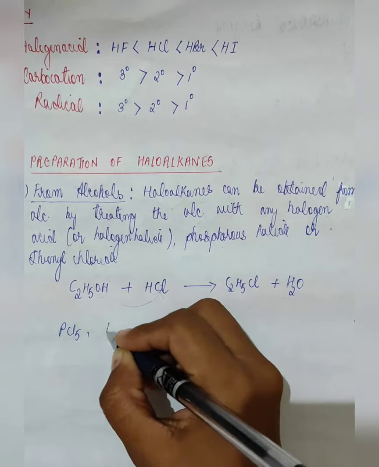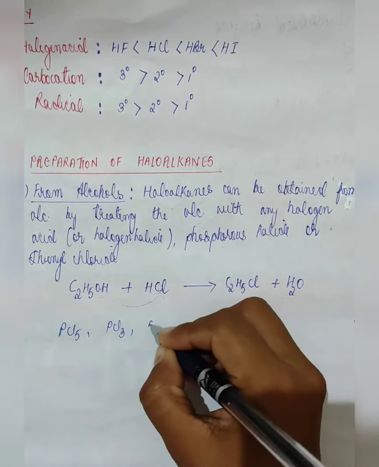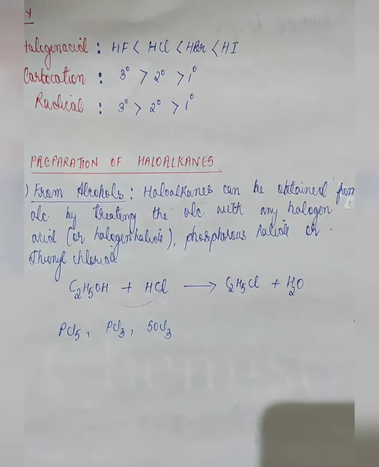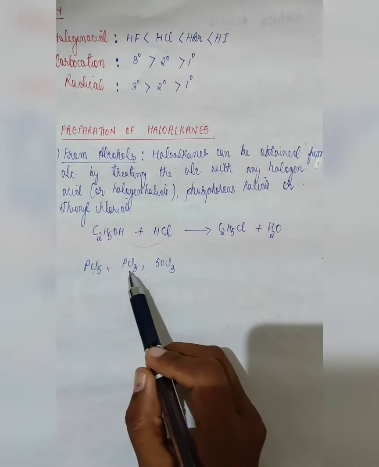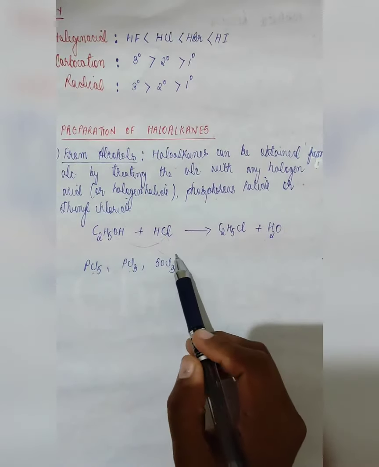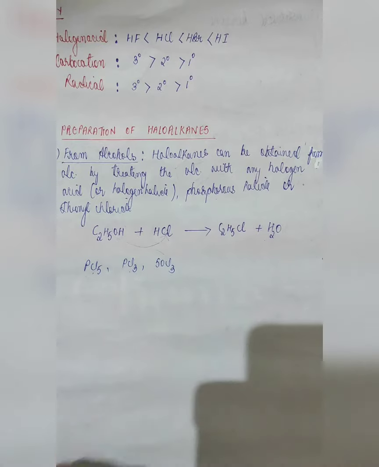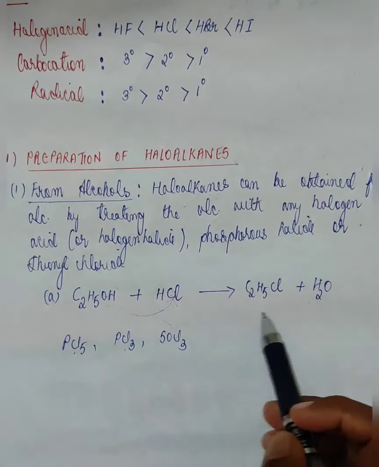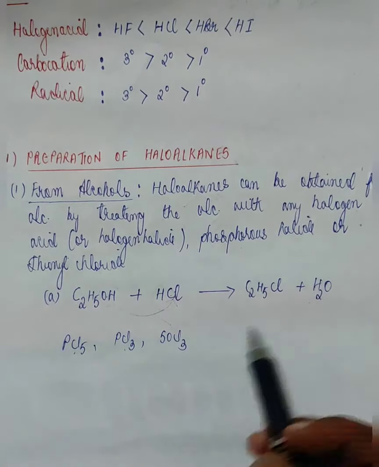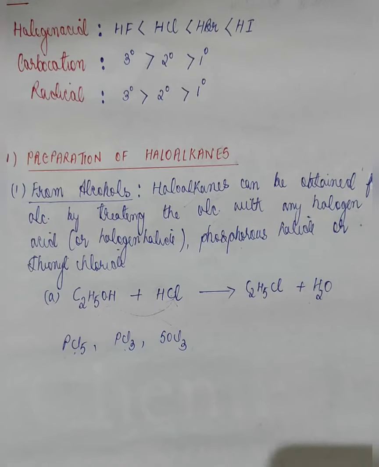Instead of HCl, PCl5, PCl3, or SOCl2 can be preferred. However, instead of PCl5 and PCl3, generally you will see SOCl2 used mostly. This is a 1 degree alcohol. Even if you use 2 degree or 3 degree, we will be getting the same product. The OH will be replaced by the halogen and we will be getting water as the byproduct. It is given in your notes, you can check it out.